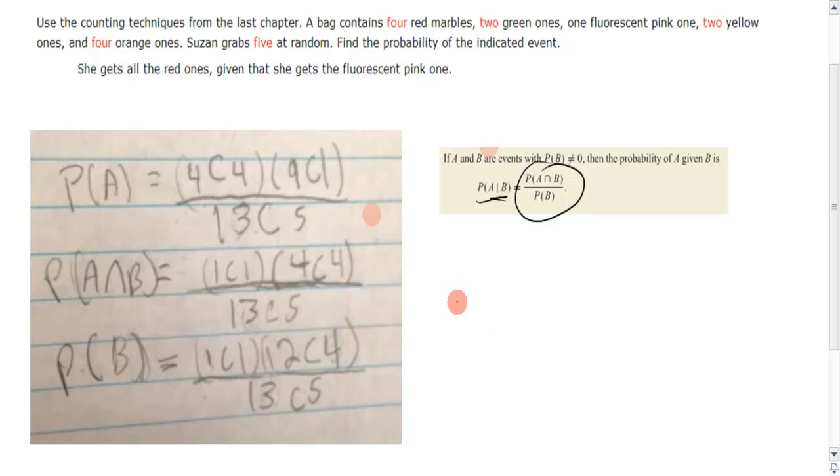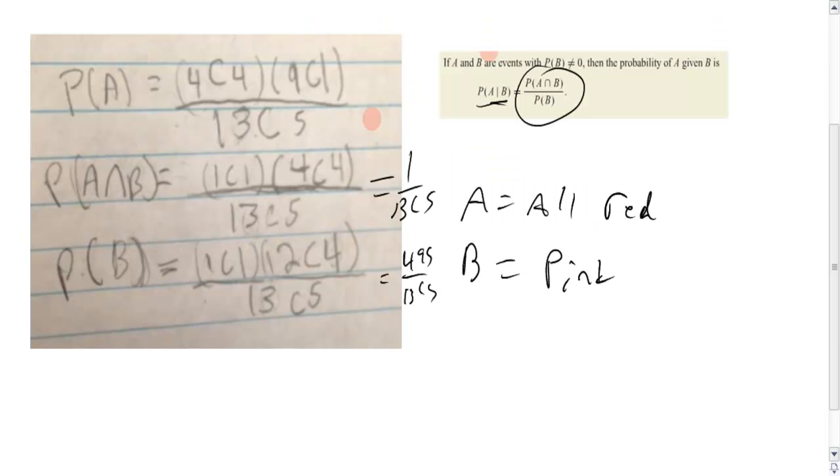Now the next thing that's really helpful is to define what A and B mean. So I'm going to guess that you're saying A is she gets all the red, and B is she gets the pink. Let me know if that's wrong. That's how I'm going to attack this problem.